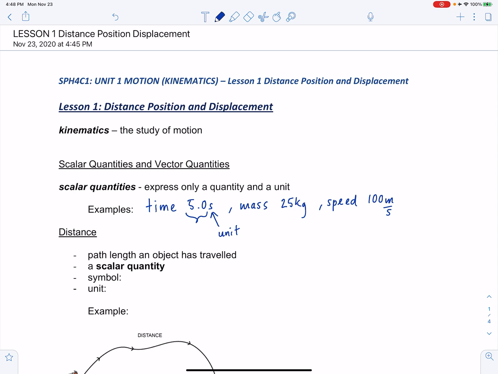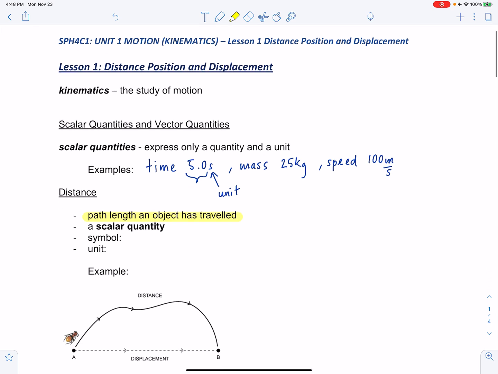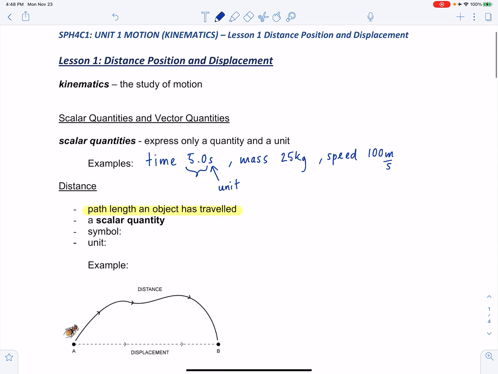The first scalar quantity we're going to look at today is called distance. This may be a term you're familiar with. The official definition of distance is the path length an object has traveled. It is a scalar quantity, and the symbol for distance is delta D. Delta is a Greek letter that we put in front of a character, and distance is measured in meters.